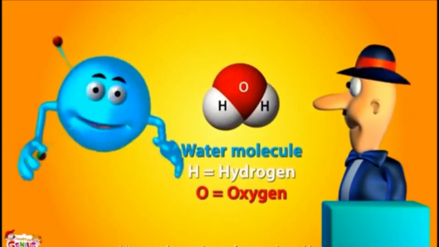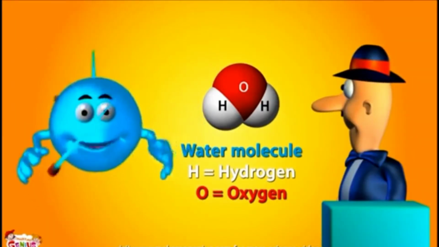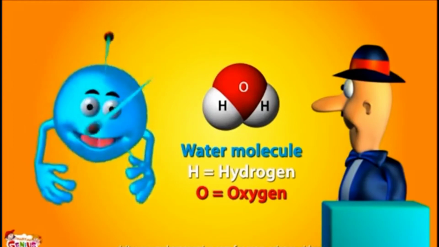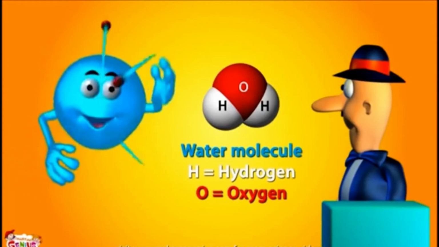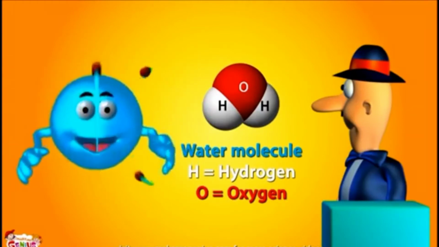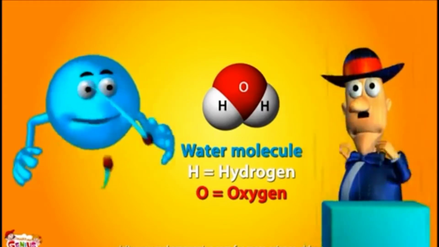Look at this. See, water is made up of water molecules, but water is made of atoms. There are 2 atoms of hydrogen and 1 atom of oxygen in each water molecule. So when atoms join together, they form a molecule. And when molecules join together, they form a thing. So now you understand. Good.